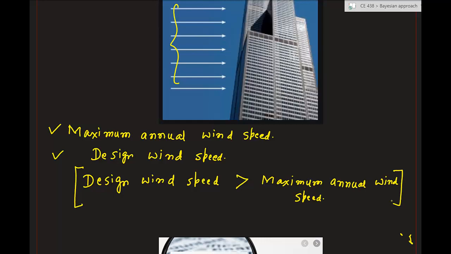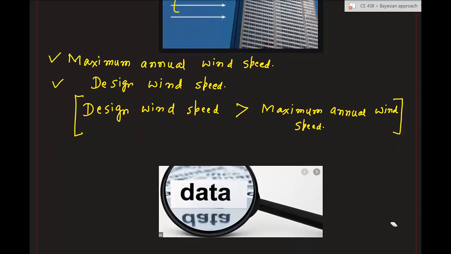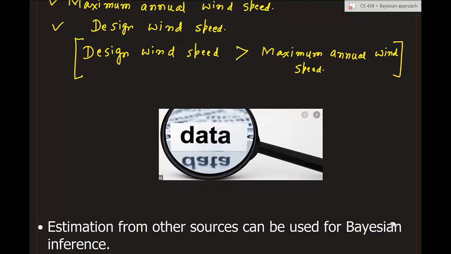So this is uneconomical. In that case, we can say that a few times it can exceed the maximum annual wind speed, but the probability of exceedance should be very low. That's why these two things, design wind speed and maximum annual wind speed, are important to calculate the probability of failure of such buildings, or the probability of exceedance of maximum annual wind speed corresponding to the design wind speed.